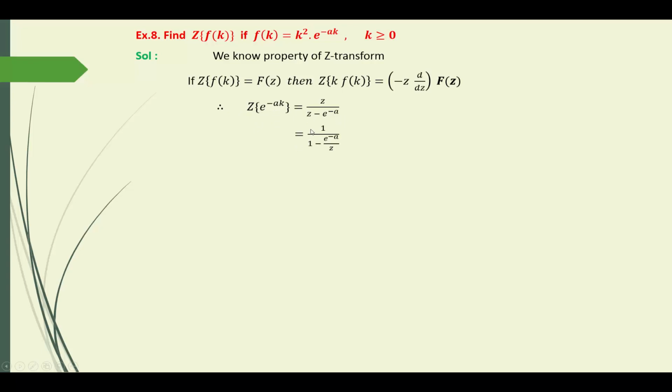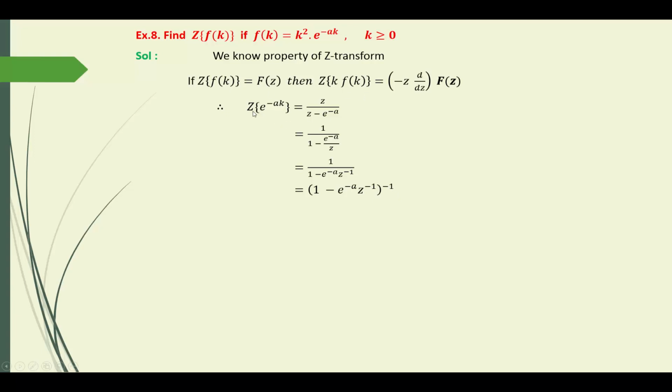Simplify this. Divide each term by z, so we get 1 upon 1 minus e raised to minus a upon z, which equals 1 upon 1 minus e raised to minus a into z raised to minus 1. Now write this term in the numerator as 1 minus e raised to minus a z raised to minus 1, total bracket raised to minus 1.